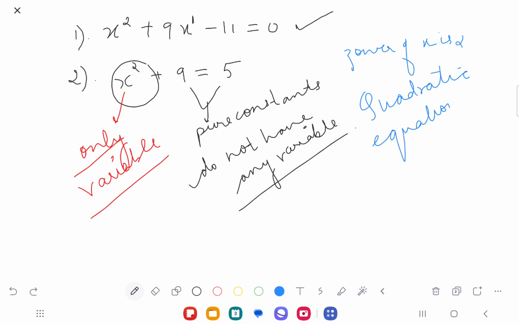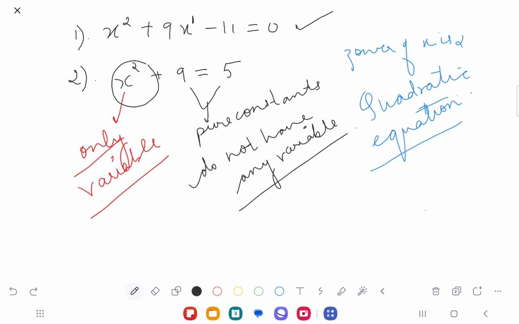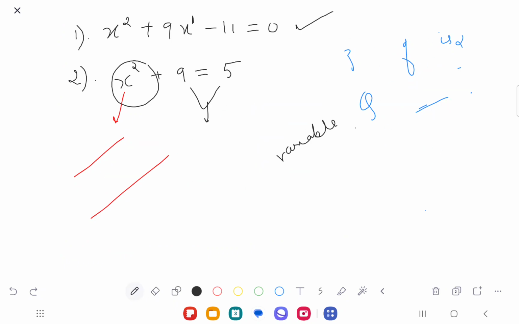Any doubts in this? Just tell me. All right. So that's how it actually works. Understood or not? Just tell me. Okay. Now identify in this. Now identify in this. So what do you get to see here?